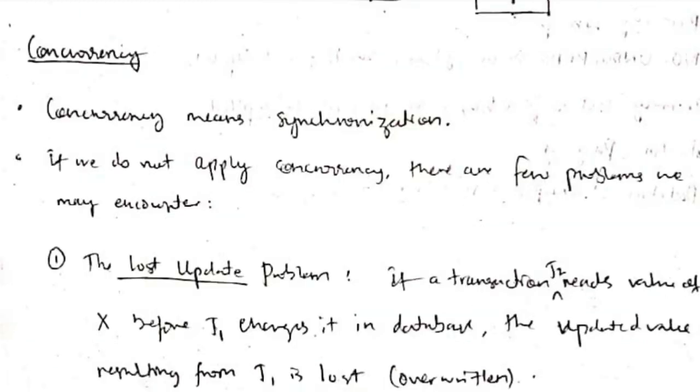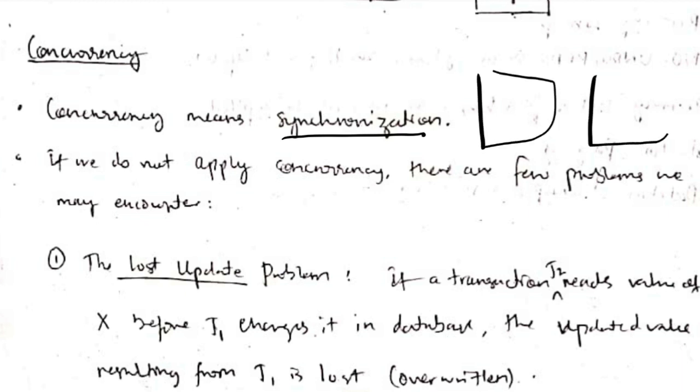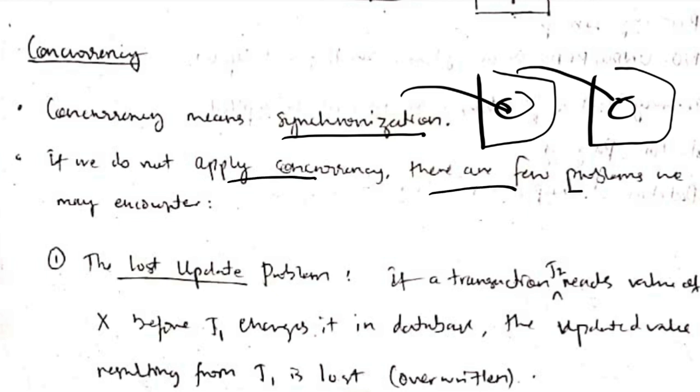Basically, what is the meaning of concurrency? Concurrency means synchronization. If there are two databases here, whatever is happening here should be in sync with what is shown here. There should be no difference between both of these. That is synchronization.